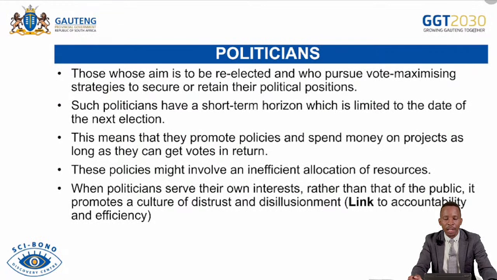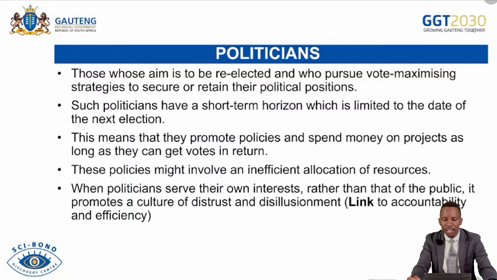Politicians who aim to be re-elected pursue vote-maximizing strategies to secure or retain their political positions. Such politicians have a short-term horizon, which is limited to the date of the next elections, meaning these people simply do what? They will be available before elections. After elections, they disappear. This means that they promote policies and spend money on projects as long as they can get votes in return. These policies might involve an inefficient allocation of resources.